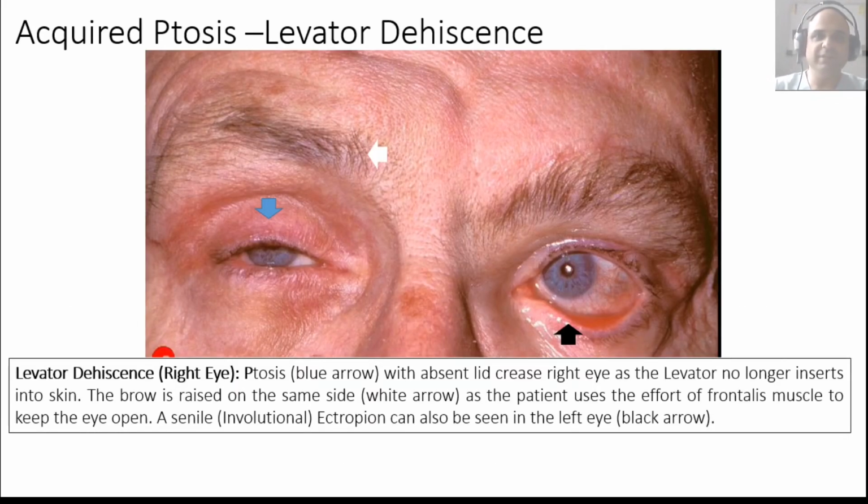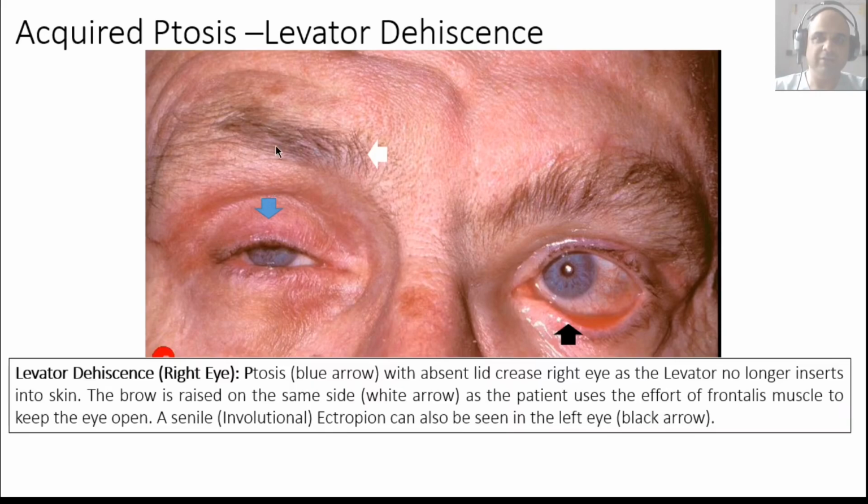So this is levator dehiscence, acquired ptosis, involutional ptosis. As you can see, we have ptosis of the right eye. The left eye is showing an ectropion as well, and again, this is involutional ectropion because of age. And the patient is trying to use the effect of the frontalis muscle to open the eye. This can be seen because the brow is higher.